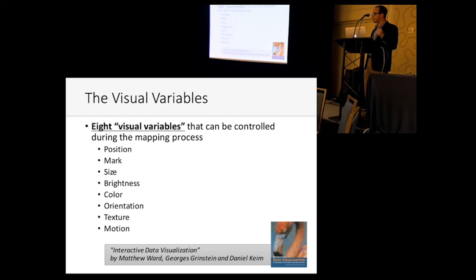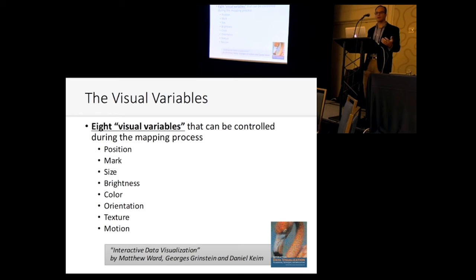All right, so let's talk about some of the building blocks that go into this mapping process. And what I'm going to talk about are 8 visual variables, which we can control during the mapping process. And this characterization of the things that we can control comes from the Interactive Data Visualization book by Ward, Grinstein, and Keim.